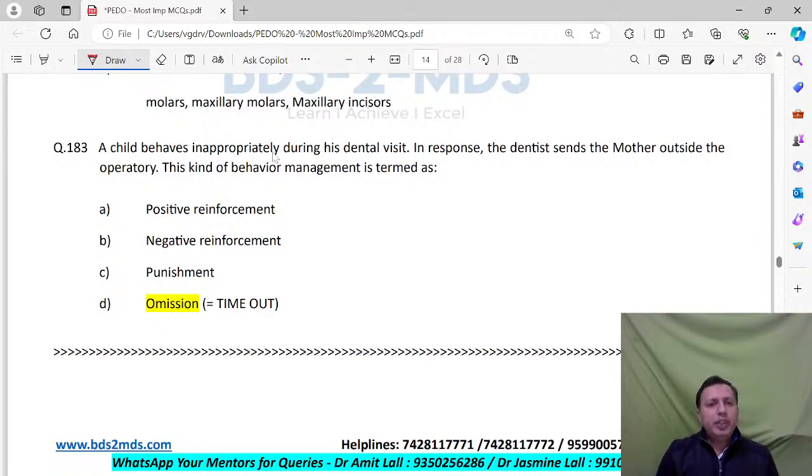Now, a child behaves inappropriately during his dental visit. In response, the dentist sent the mother outside the operatory. Now, this kind of behavior management is termed as... Most of the students still had a query regarding this question, whether it should be negative reinforcement or omission. See, negative reinforcement, always remember students, we took an example while I was discussing the lecture with you. In negative reinforcement, we always do a selective selection of parents, or you can say selective elimination of the parent.